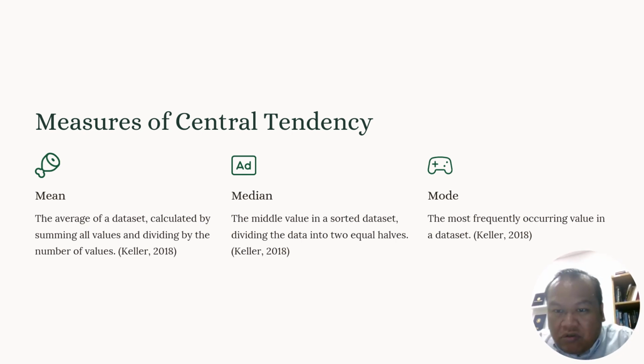Now the mode is the most frequently occurring value in the data set. Now we cannot compute the mode because we only have 3 days of sale. That means we only have 3 days of data, and there are different values. You have 800, 600, and 1000. So there's no such thing as a mode for this data that we provide.